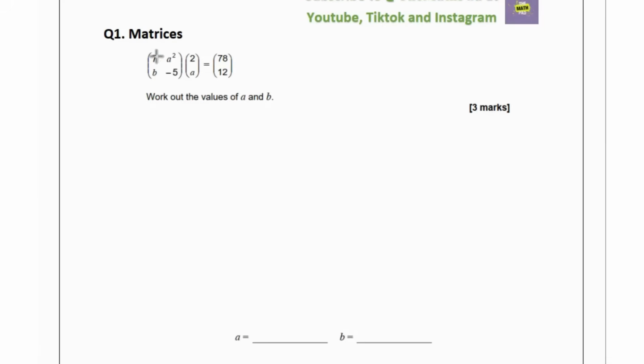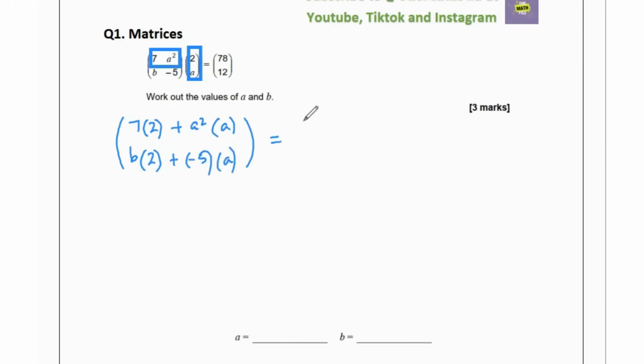As you know, when you're multiplying matrices, it's row times column, then again row times column. So first we'll multiply 7, a squared with 2, a. So it's going to be 7 times 2 plus a squared times a. And then it's going to be b times 2 plus negative 5 times a. And this equals 78 and 12. So that gives us 14 plus a cubed, and 2b minus 5a over here, which equals 78 and 12.